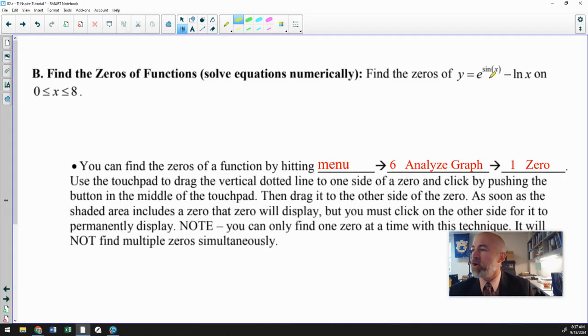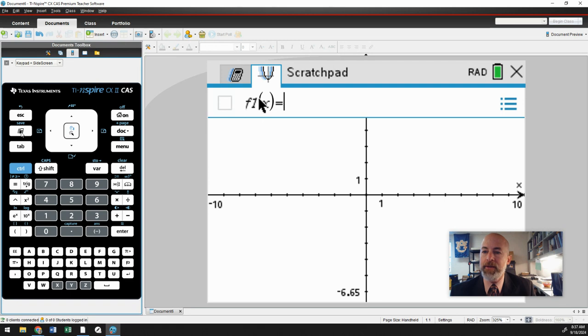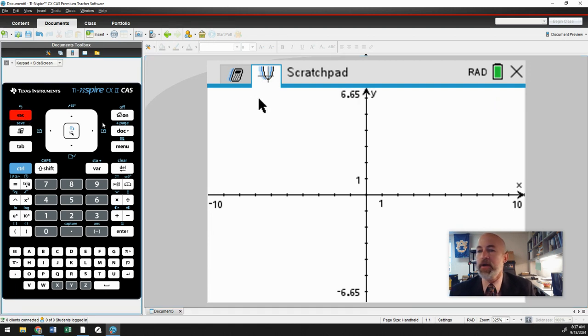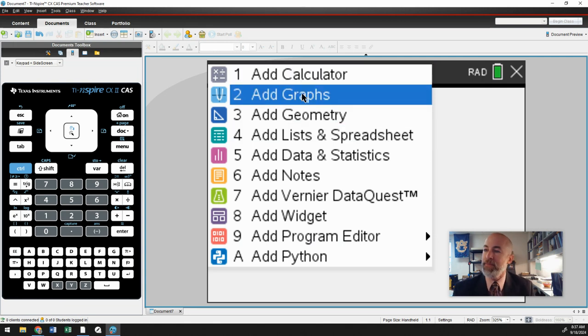So I'm going to start by graphing this equation, e to the sine x minus ln x, and then I'll find the x-intercepts graphically. You can, if you want, use the scratch pad. If you press this button over here, it'll toggle back and forth between calculator and graph screen, and I do use that a lot because it's just convenient and easy to get to. However, for this example, I'm actually going to use a document, and I'll explain why in a minute.